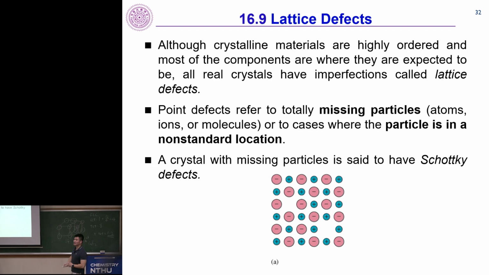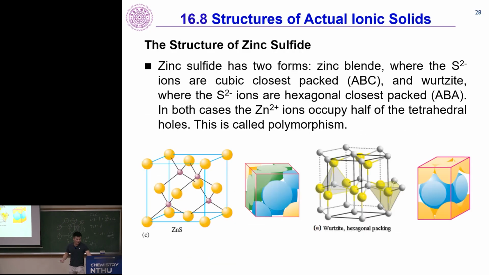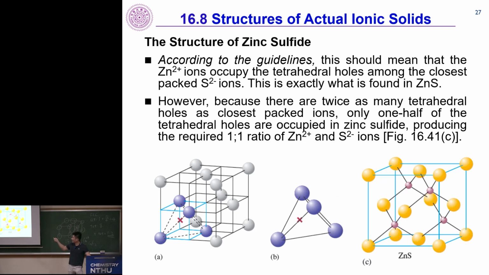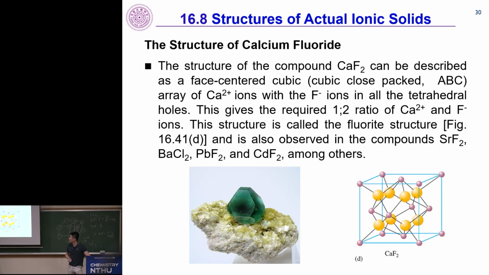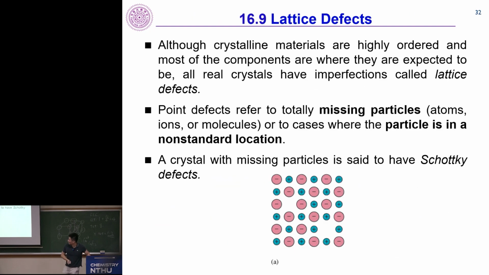We can have a particle in a non-standard location. You can imagine this is very easy to get, right? Zinc sulfide, we have 8 tetrahedral holes, but we only occupy 4. So we can have this shift over to the front, this shift over to the back. That will be non-standard location. Right? So we have two different types of defects. Okay? And now we can name it.